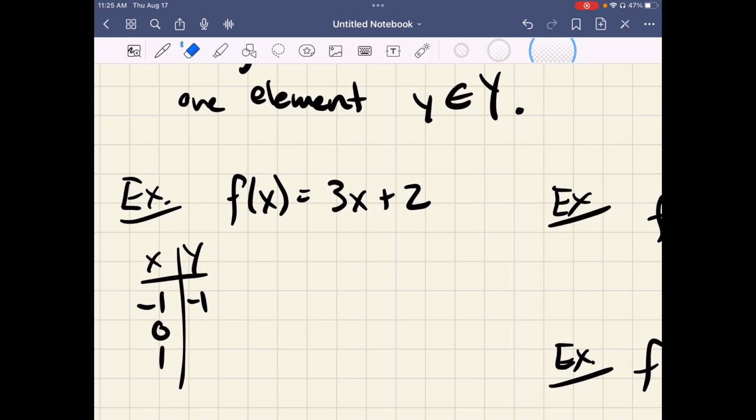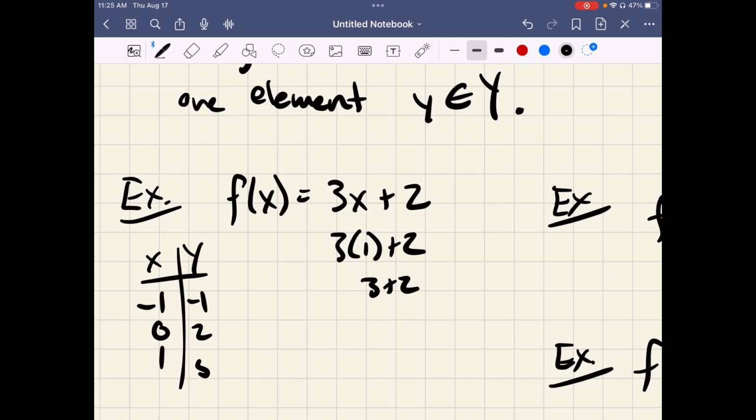I can then do that same thing for the 0. 3 times 0 plus 2, which is 0 plus 2, which would be 2. And then I'm going to do the same thing for the 1. I have 3 times 1 plus 2, which is 3 plus 2, which is 5. Okay, so this is the domain. Depending on what domain they give me, it's going to determine my y, and I just take each one of those individually and plug them into the x value each time so that I get the corresponding y value that goes with it.